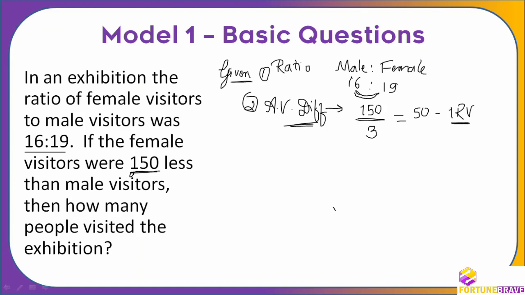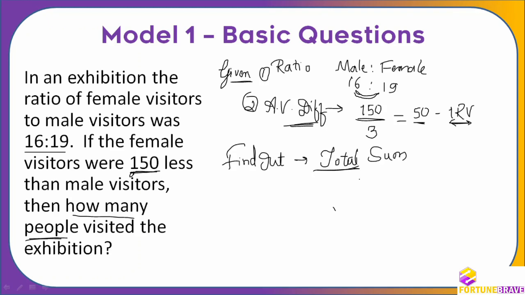1 RV. We all are 1. This is what we can remember, 1 RV. So 50 is 1 RV. So therefore, what are they asking? How many people? They are asking how many people. So what do we have to find out? We have to find out the total number of visitors. Total means sum.